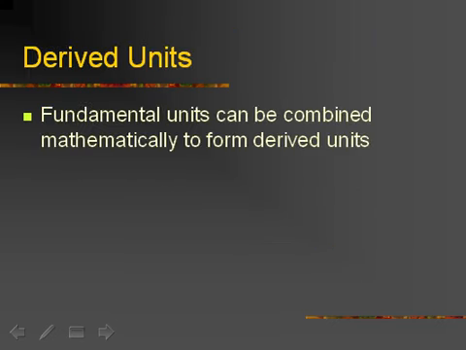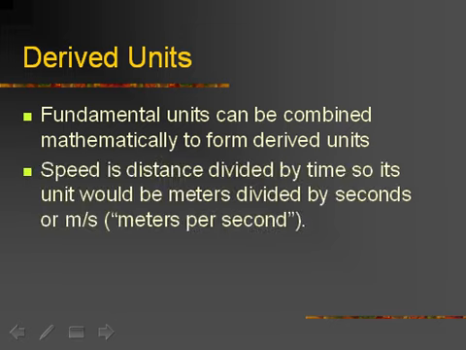Now, a derived unit is a unit that is found by taking 2 fundamental units and putting them together to make a derived unit. For instance, speed is distance divided by time. So its units will be meters per second. You've probably heard of miles per hour. That's a unit of length, mile, divided by a unit of time, hour. Here is meters per second, a unit of length, meters, divided by a unit of time, second.